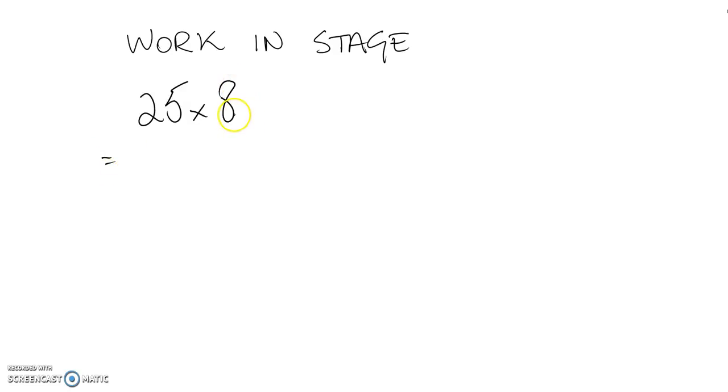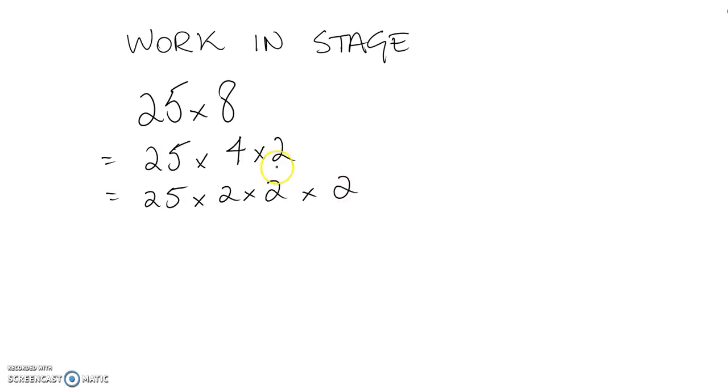Now 8 is a number that we're multiplying by, so we're going to break it down into smaller component parts. So we say 25 times, we know that 8 is 4 times 2. So we've broken it down a bit, but we can break it down even further. We know that 4 is 2 times 2. Don't forget our other 2. So now we've got 25 times 2 times 2 times 2 instead of 25 times 8.